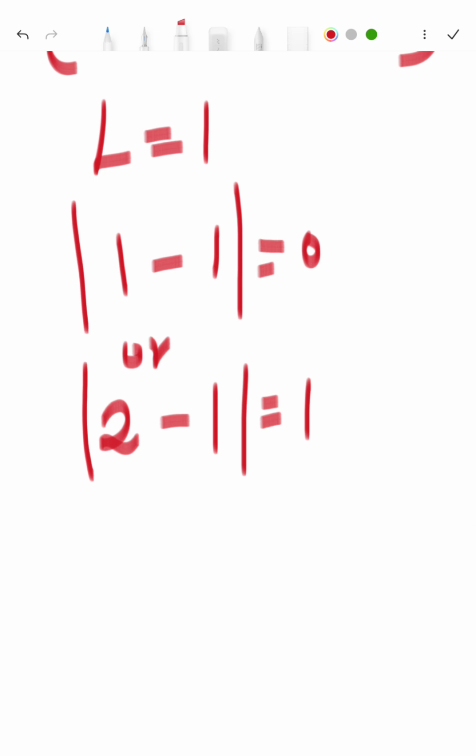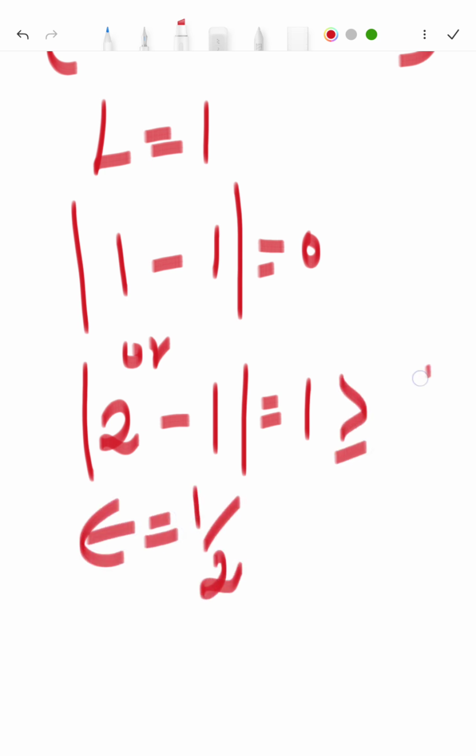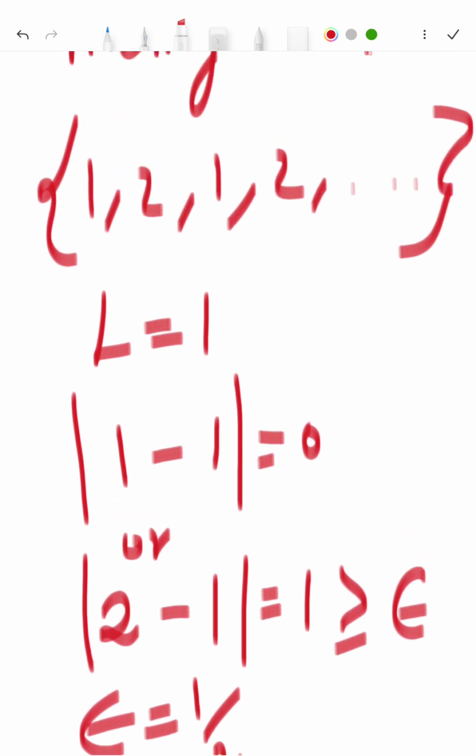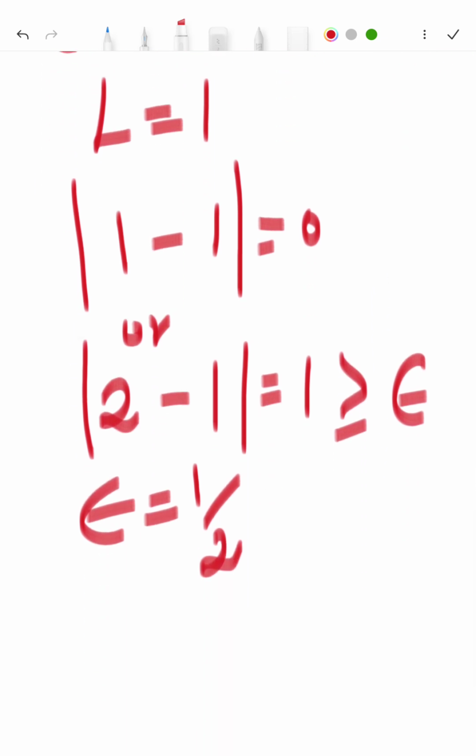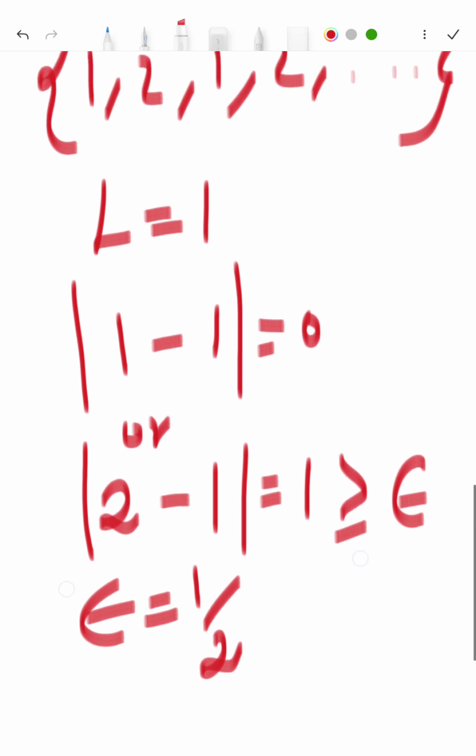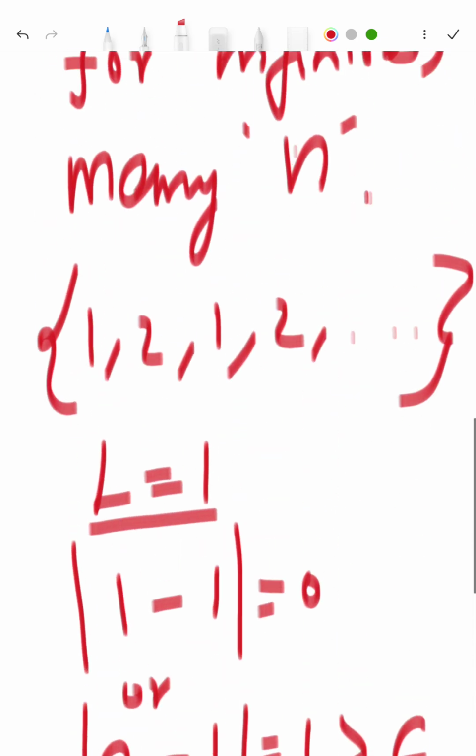So if I fix my epsilon equal to one half, this is greater than or equal to epsilon, right? And see how many 2's are in this sequence? Infinitely many. All even terms are 2. So for infinitely many a_n, |a_n minus L| is greater than or equal to epsilon, so we are able to say, for epsilon one half, this L is not a limit point of the sequence. Similarly, 2 is also not a limit point of the sequence.